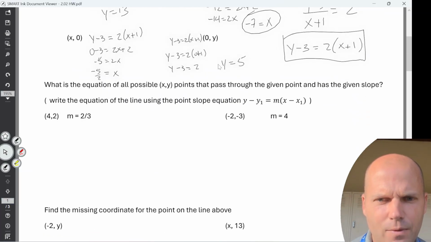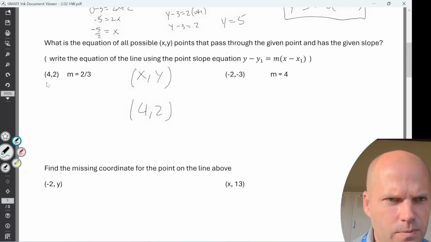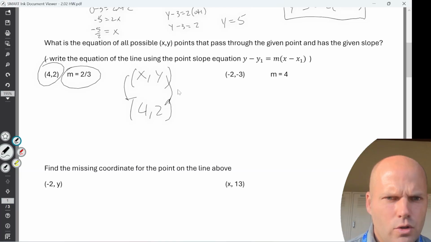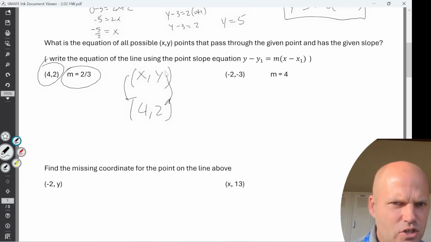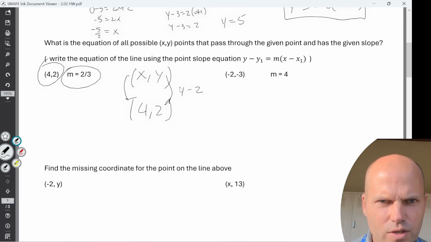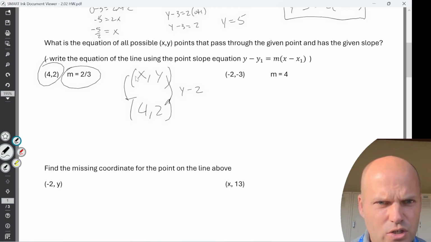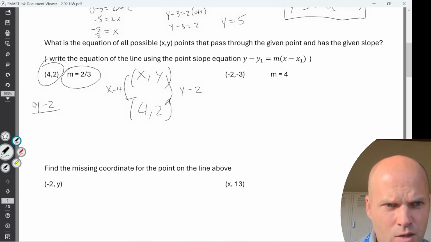All right, so now we have a way of finding all possible x, y's that connect with a specific point (4, 2), and when it connects, we will have a certain slope. You can find the change in the y's, that y distance, by doing the y value minus the other y value, so y minus 2. The change in the x's is x minus 4.